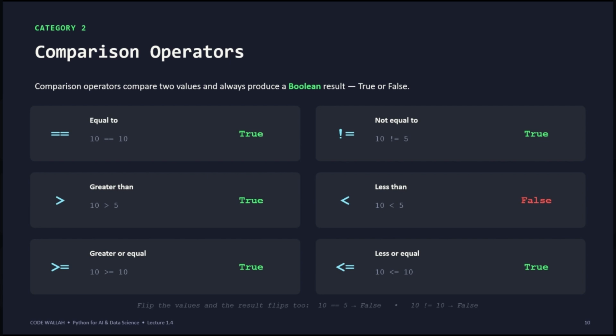9. Not equal to operator. != means not equal to. For example, print(10 != 5). 10 is not equal to 5. So True. But print(10 != 10). 10 is equal to 10. So False.